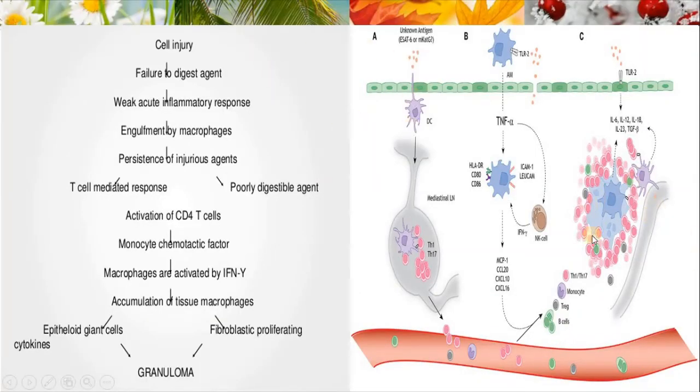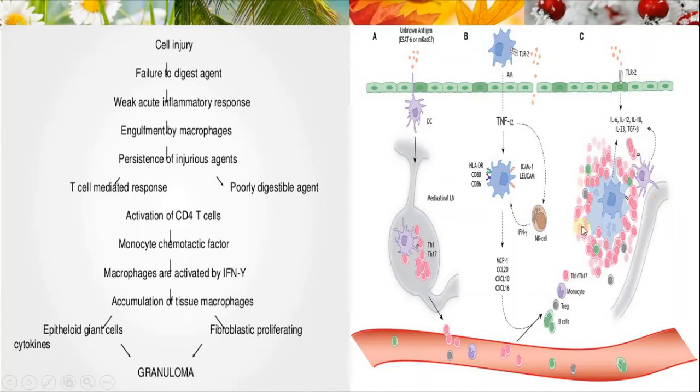How does a granuloma form? This is a focal aggregation and formation of a granuloma. What does it contain? We see macrophages, an area of necrosis, also mononuclear cells, and fibrosis will also occur.